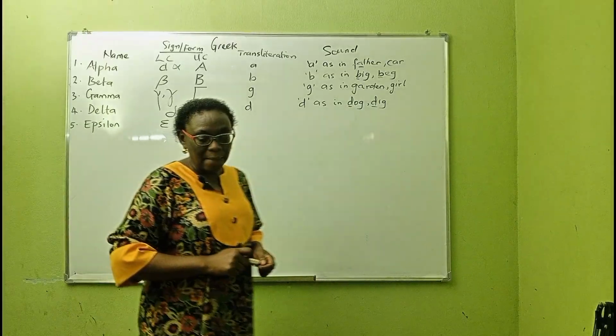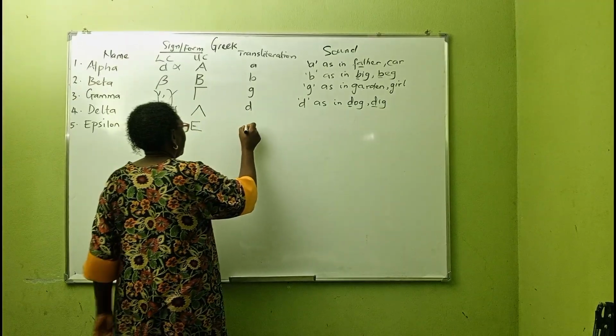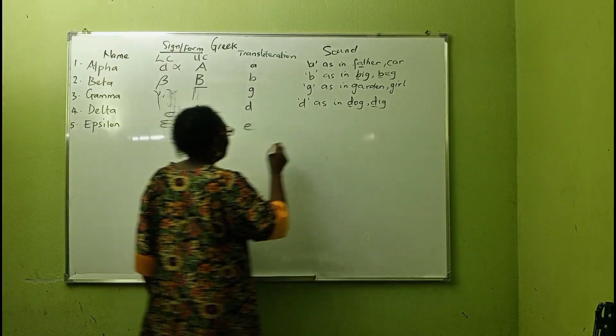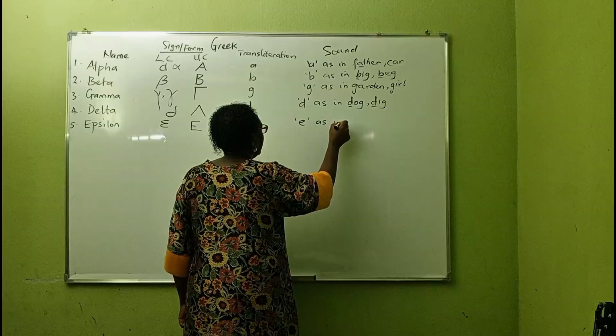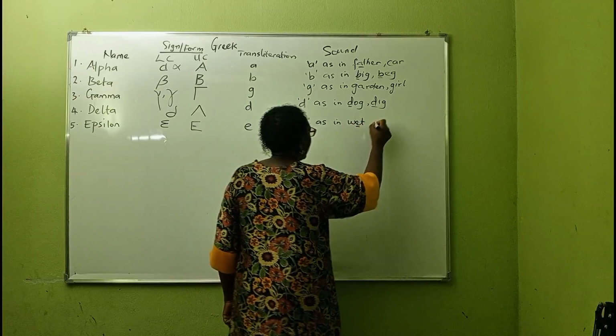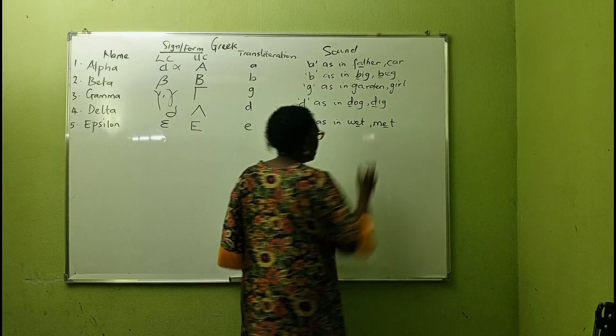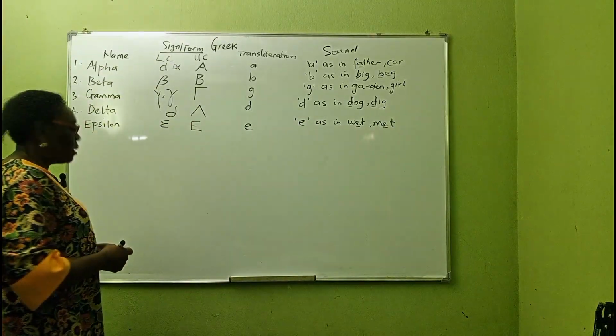But take note of the name epsilon. The sound is E. So we write it this way, and we say as in, you can say wet, met. Take note, it's an air sound.